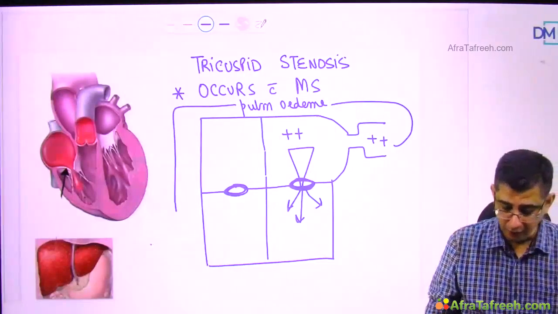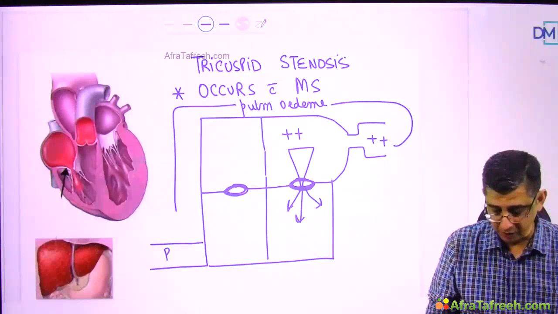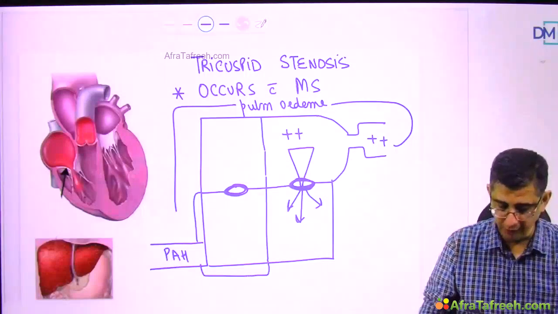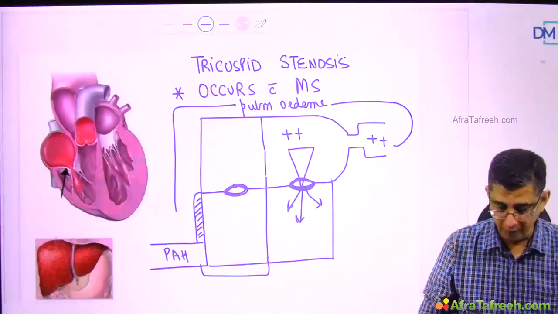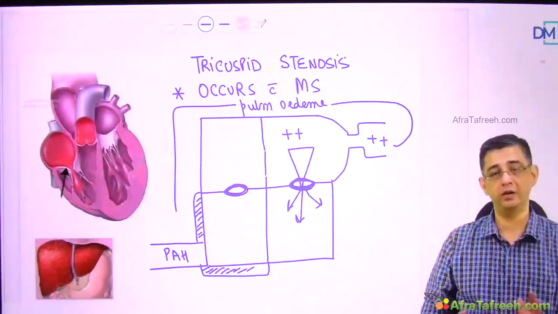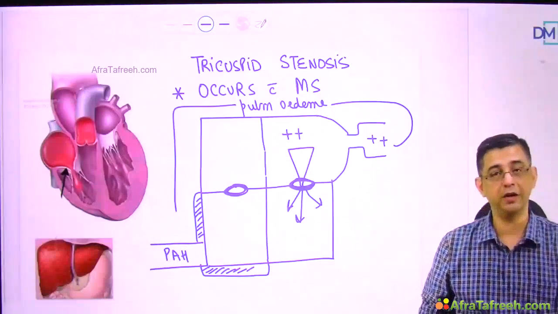Long-standing pulmonary edema will contribute to pulmonary artery hypertension, and this is going to contribute to a development of right ventricular hypertrophy. You are aware from your medical school, and even I have taught you the fact that in mitral stenosis, the disease is located on the left-hand side, but the hypertrophy is occurring on the right ventricle.